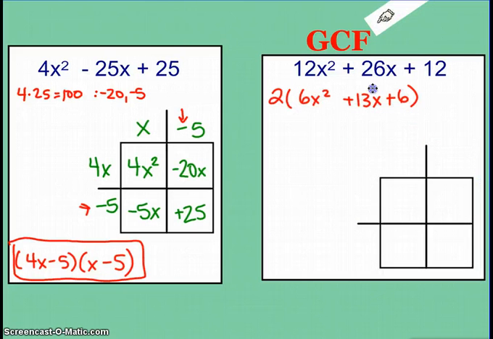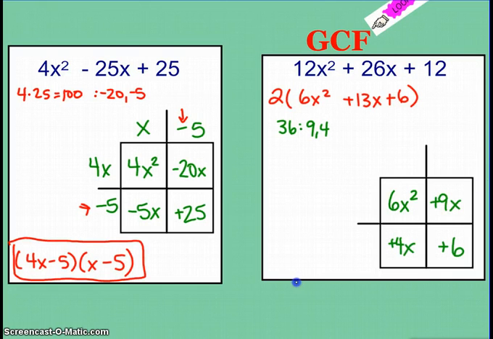Okay, now what I will factor is the 6x squared plus 13x plus 6. So 6x squared plus 6. So the factors of 36 that add to 13 would be 9 times 4. So I get a 9x and a 4x. So go ahead and find the GCFs here and write your final factored form.